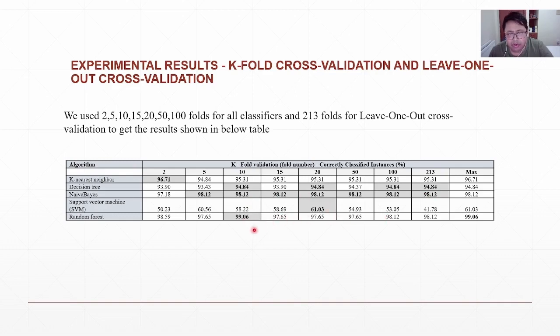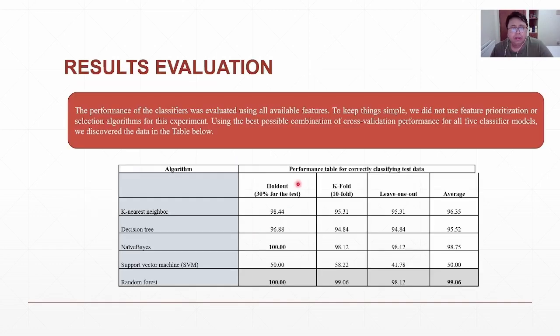So for k-fold validation we have found that 10-fold validation is the best for this type of validation technique for classifiers. Using the best possible combination of cross validation performance for all 5 classifier models, we discovered the data in the table below. We see this result. We saw that for holdout technique, 30% data holdout was the best performer in our case, and for k-fold, 10-fold was the best performer. For leave one out, we got this result.